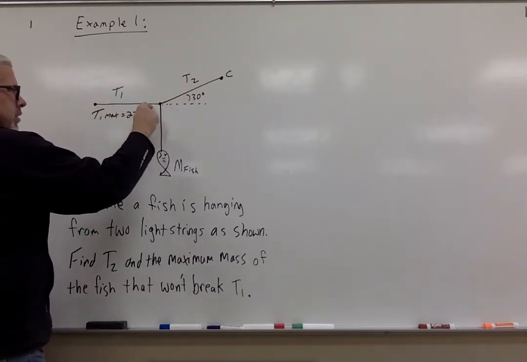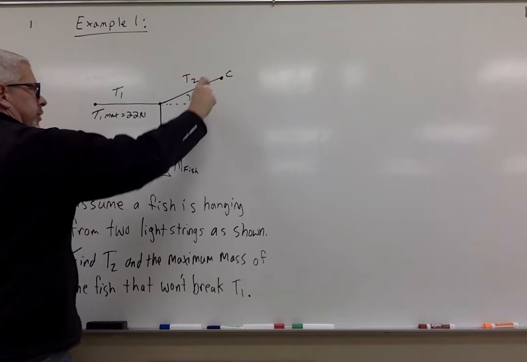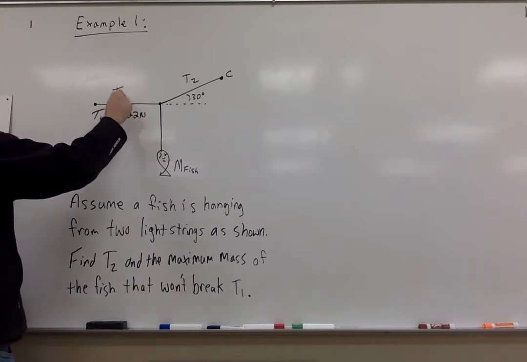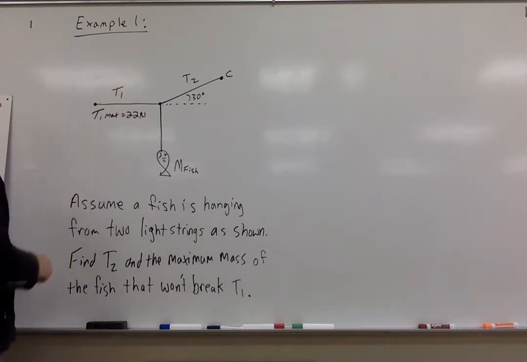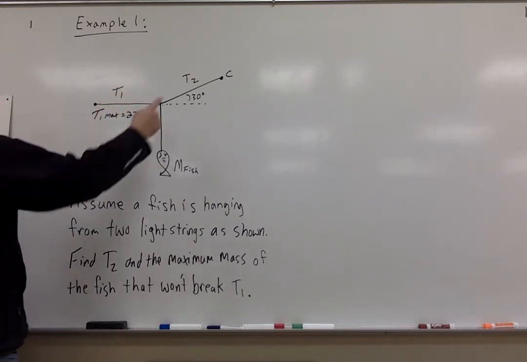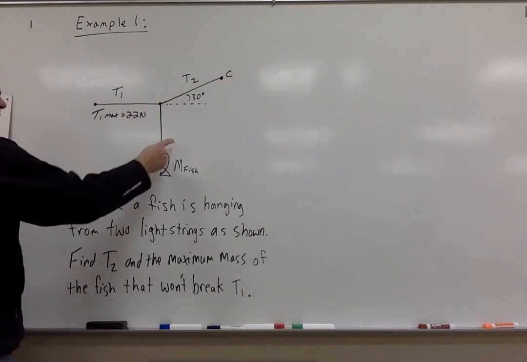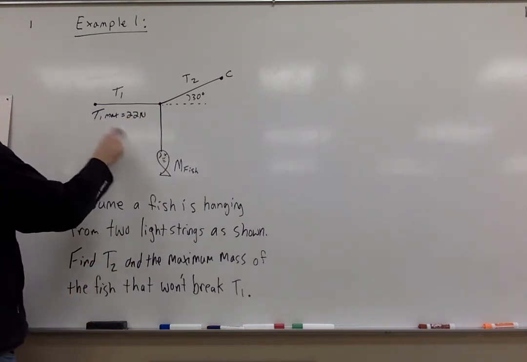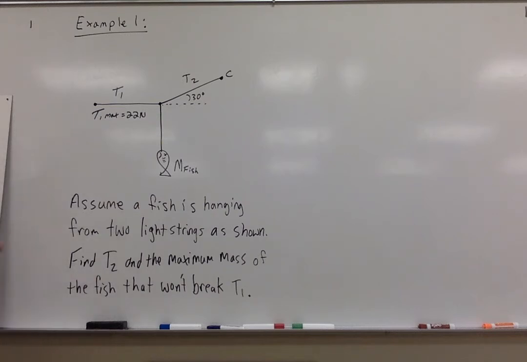This string is acting horizontally. This string is acting at an angle 30 degrees above horizontal. The maximum tension in this fishing line, or this string, is 22 newtons. So the question then would be, what would be the value of T2 and the maximum mass of the fish in order to have 22 newtons here? So we're going to, again, assume that it's hanging from these light strings.